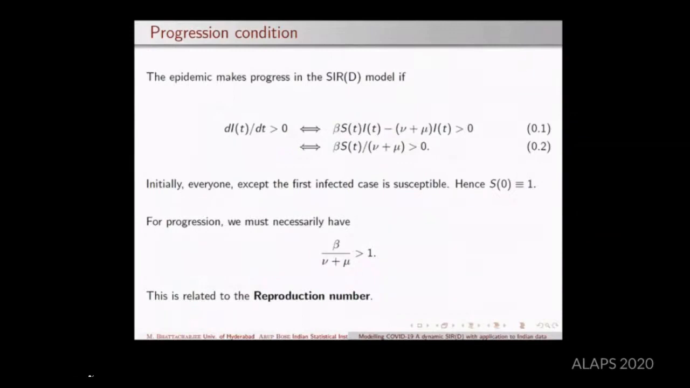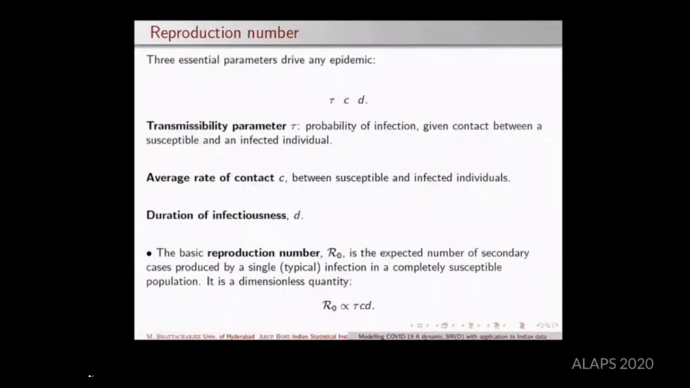Now this is related to what is known as the reproduction number. So let me show you how this number is related to the reproduction number. In general, for any epidemic, there are three essential parameters that drive that epidemic: tau, C, and D. Tau is the transmissibility parameter, that's the probability of infection. Given contact between a susceptible and an infected individual, what is the probability that this individual would be infected? And then there is the average rate of contact, C, between susceptible and infected individuals. So the more the infected individuals move around, there's more chance of getting other people infected.